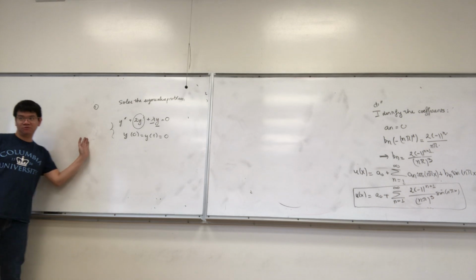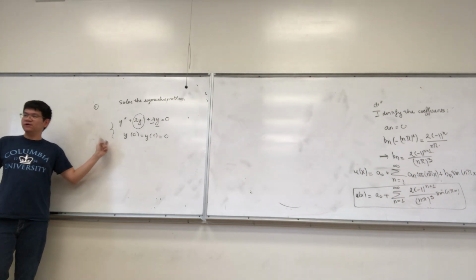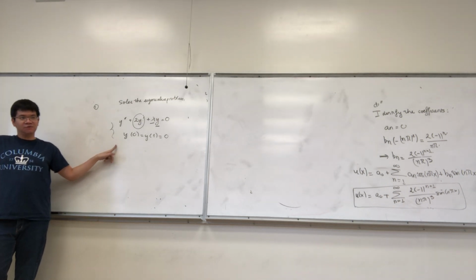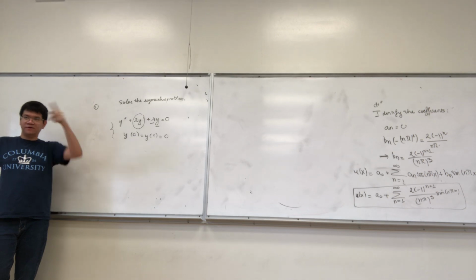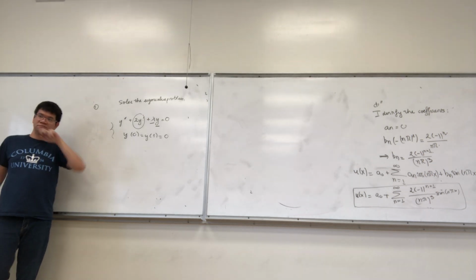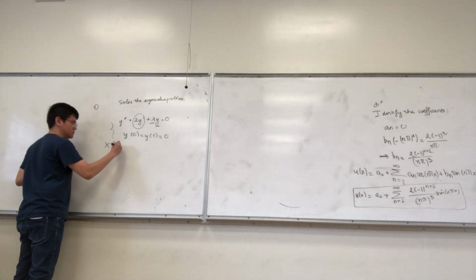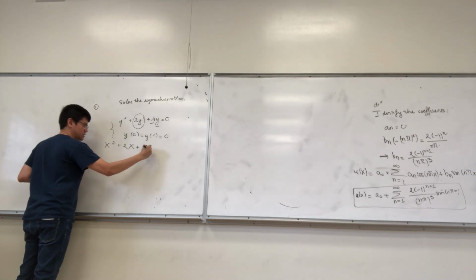Alright, so this is the hard problem in the exam. Alright? So now what is the characteristic equation for this equation? Right? R squared plus 2r plus lambda is equal to 0.